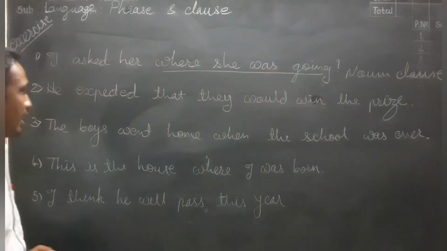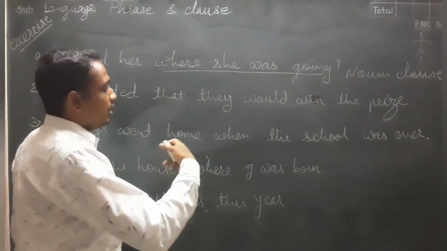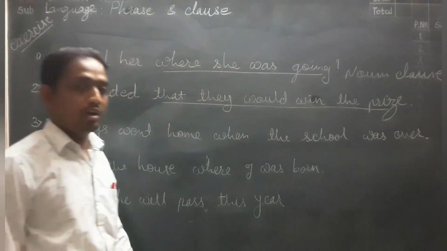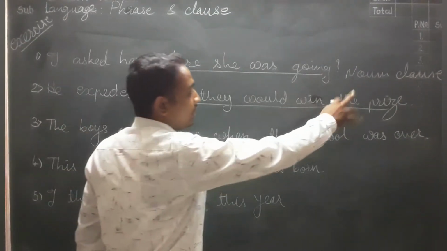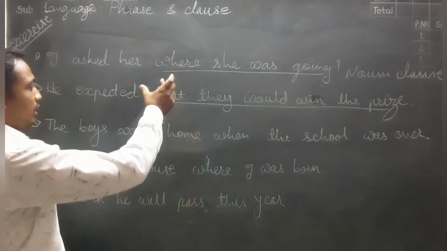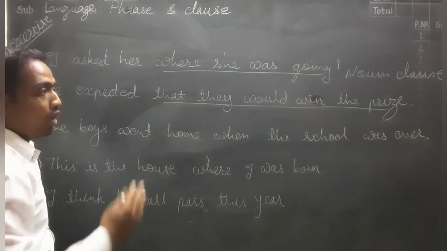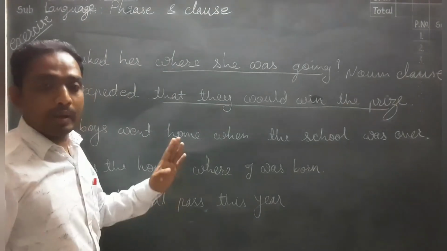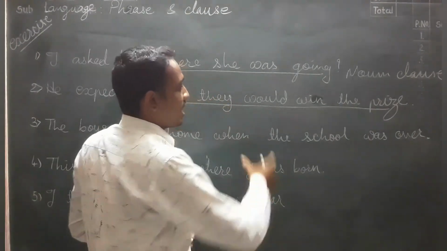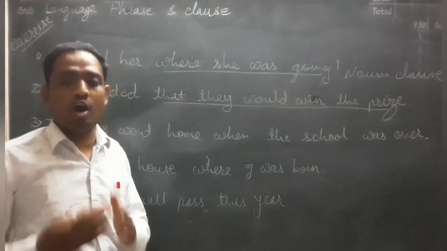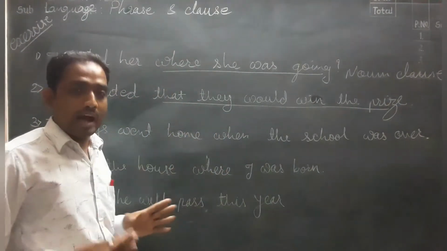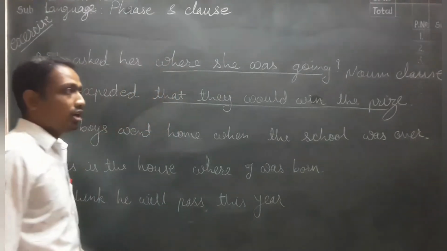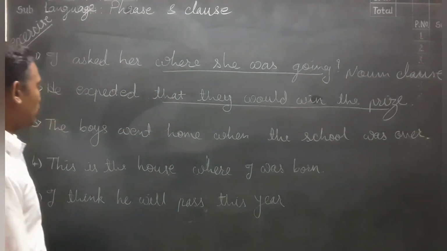Okay. Next, he expected that they would win the prize. He expected that. What did he expect? They would win the prize. Again in this sentence we ask with what, and it replies "they would win the prize". It is a clause because the subject is there and the predicate is there. It has its own subject and own predicate, so it is a clause. We ask what he expected: that they would win the prize. So it is also an example of a noun clause.